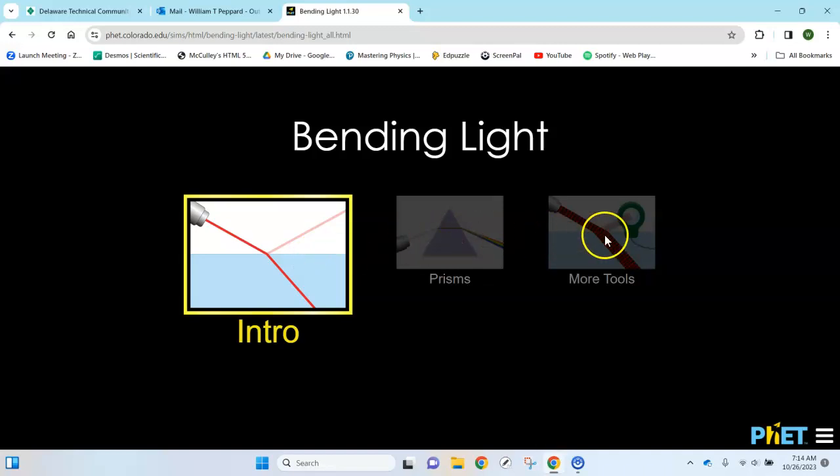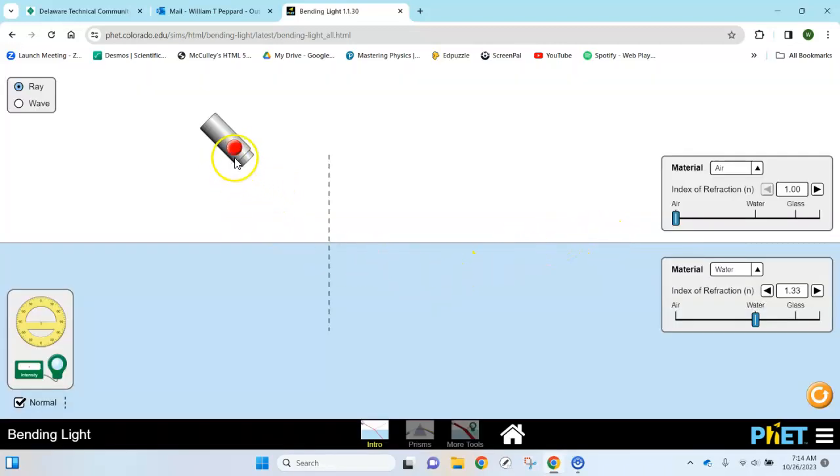You don't have to worry about prisms or more tools. And you have a laser here. So you turn on the laser and you can see the laser shines light hitting a boundary. So this is one material up here in the top. Then you see the line, that's the boundary between the top material and the bottom material. So over here in these boxes, you can change those things and it tells you to do that throughout the lab. So I think it starts out with air and water.